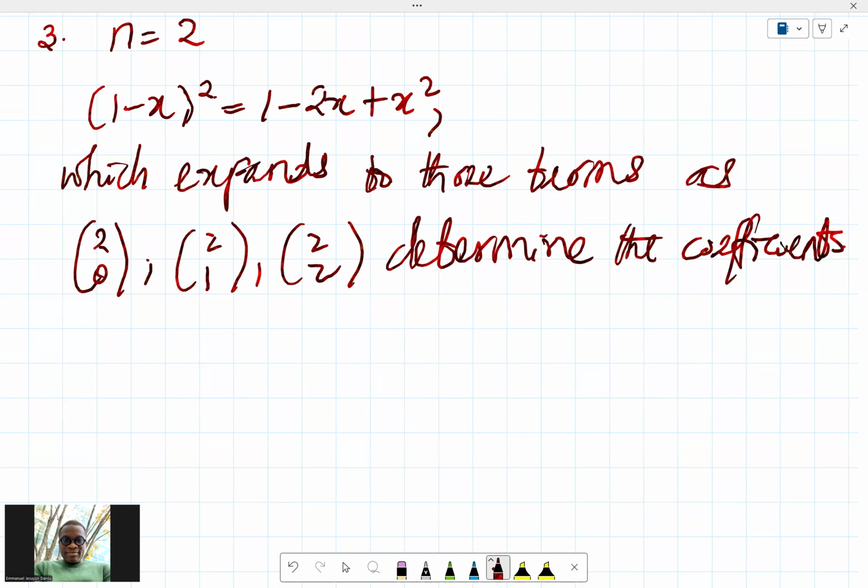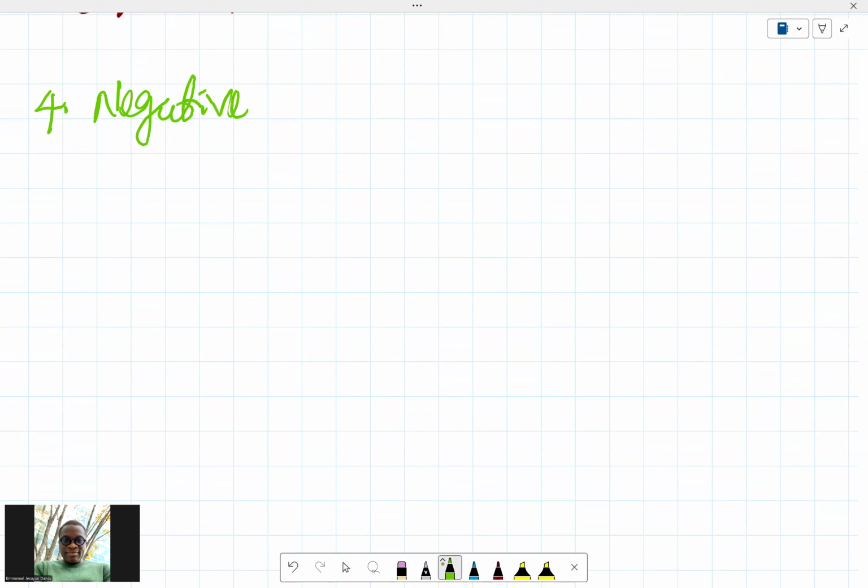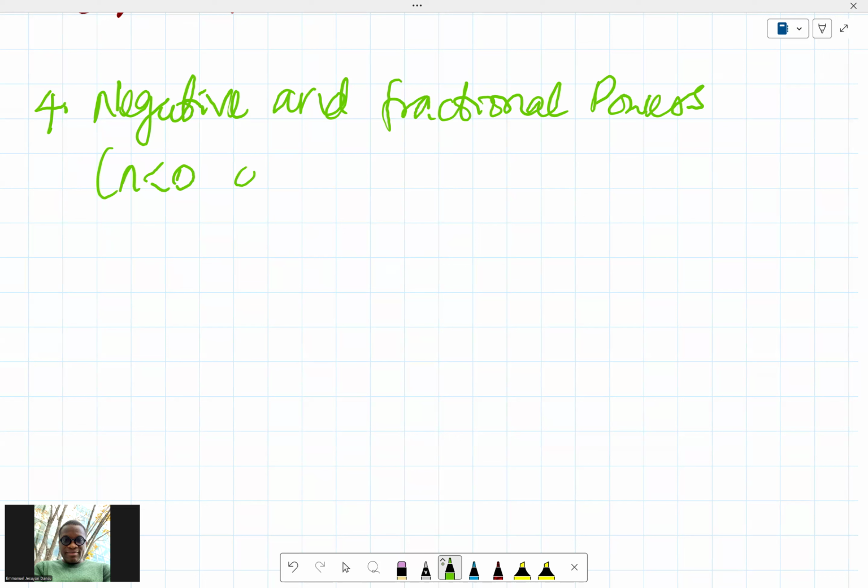Then we have special cases where we have negative powers, right? So let's go for such situations. Imagine a case where you have negative or fractional powers, right? Negative or fractional powers. So either of them, that means you have n is less than 0, or n is non-integer, meaning n is a fraction, right?